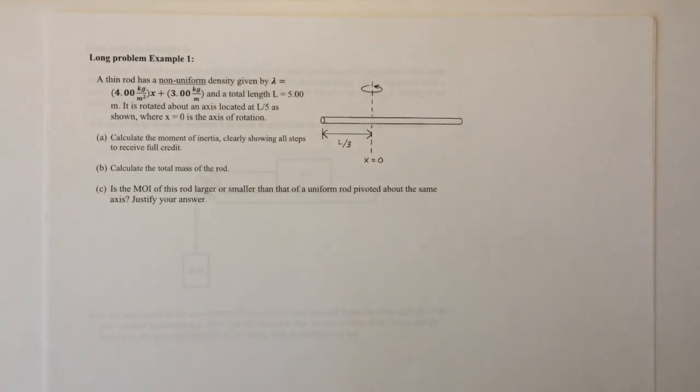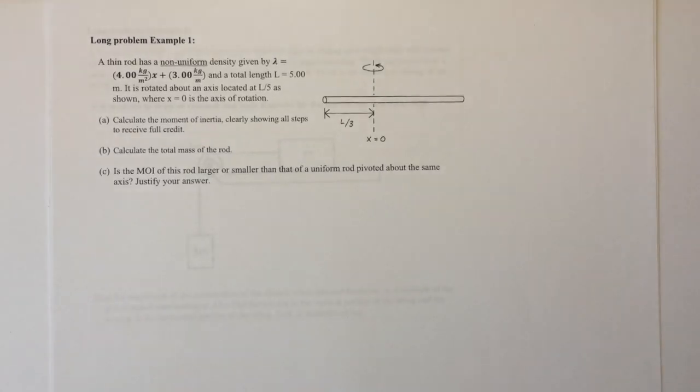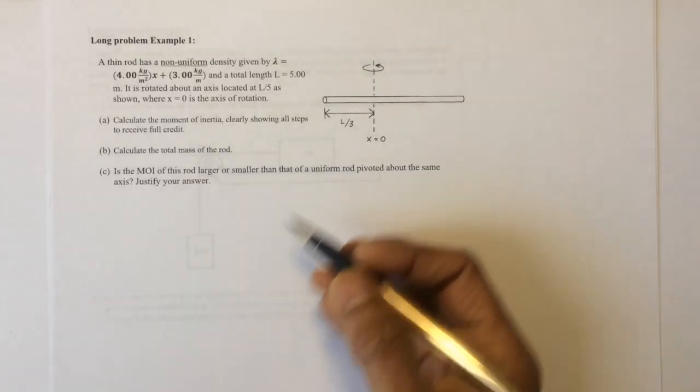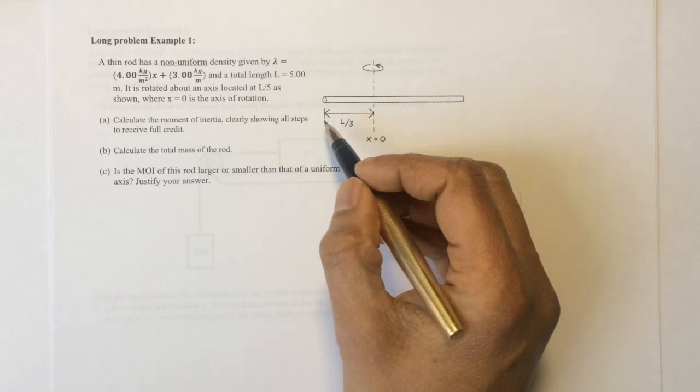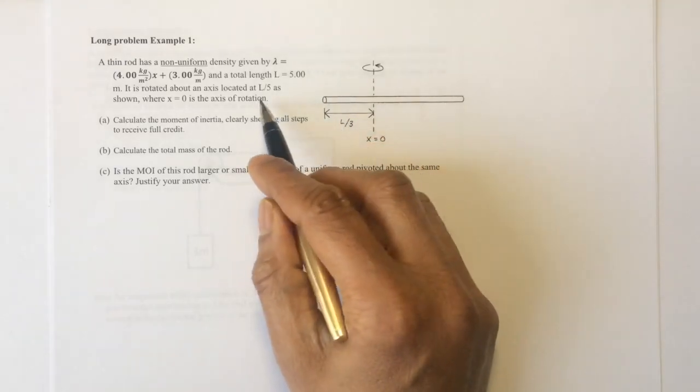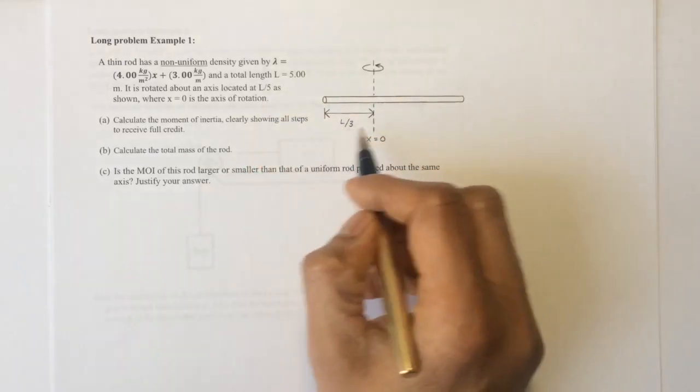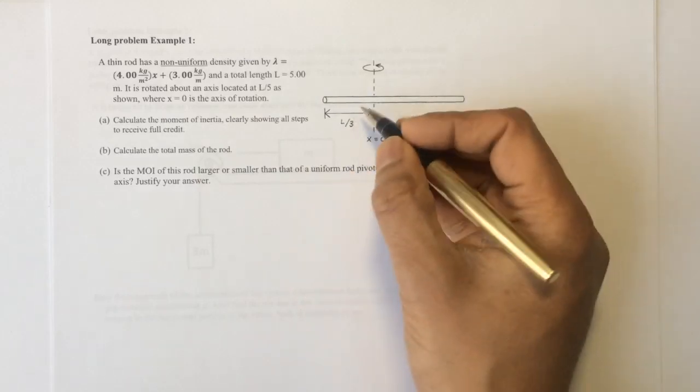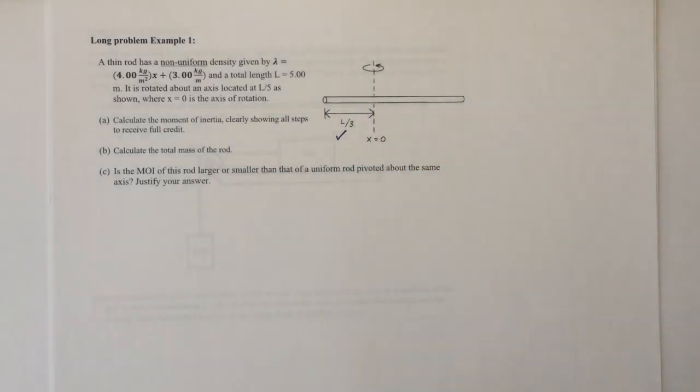Let's do the long problem for this. The first one is integration, and I have actually worked out all the algebra beforehand, so I don't spend any time inputting numbers in the calculator. Unfortunately, there's a little bit of an ambiguity here. It says L over 5 in the text and L over 3 in the figure. I'm just going to use the figure as my guide.